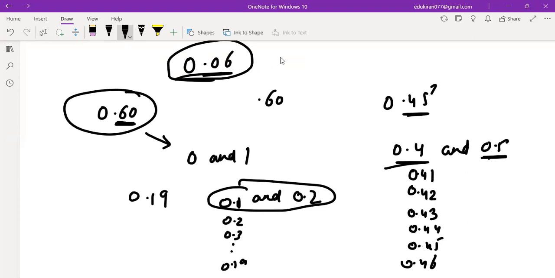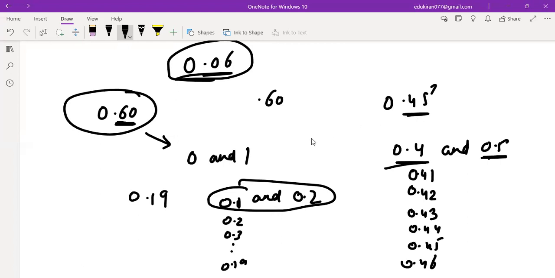Ma'am, between 1 and 2. Between 0 and 1. No, ma'am, 0 and 10. Think about it. Ma'am, 0 and 100. It is 0.06, so it will lie between 0 and 1 or not? Ma'am, I don't know. So this is what basically you have to take care of.